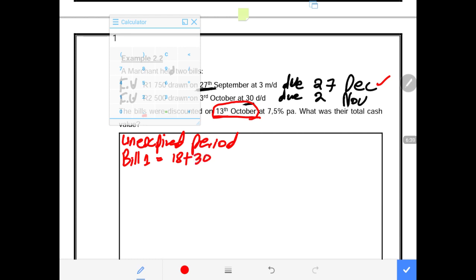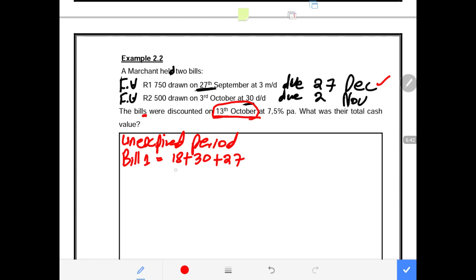Then when it comes to December, December will be the full 27 days. So in the month of October, we have 18 days. In the month of November, we have 30 days. In the month of December, we have the full 27 days because we are still dealing with the first bill.